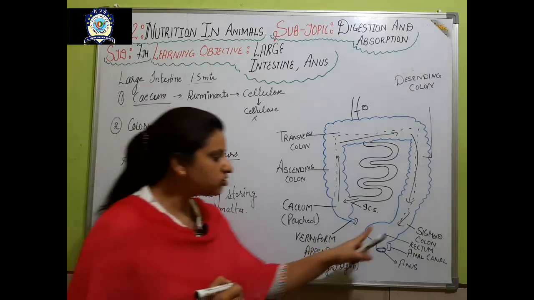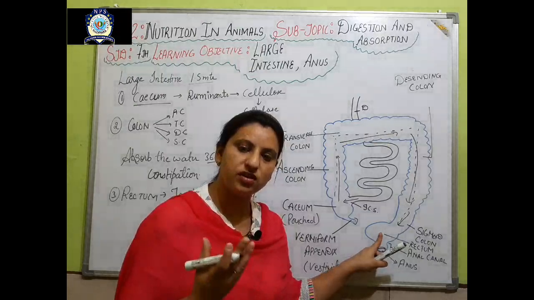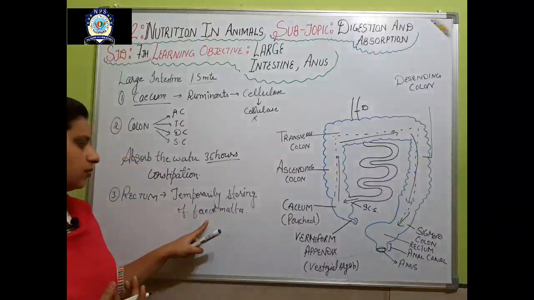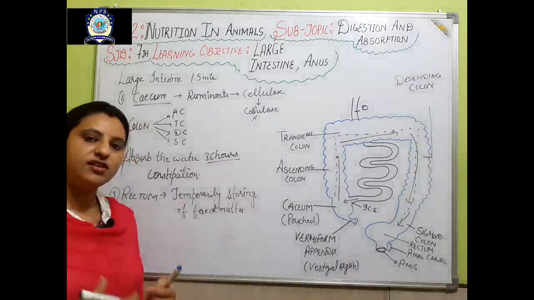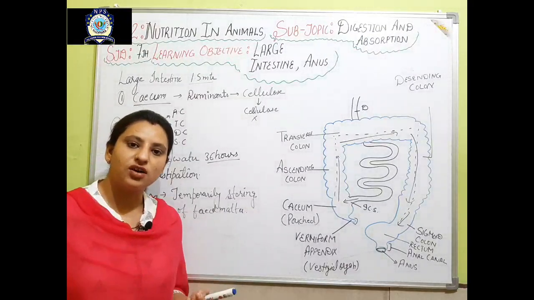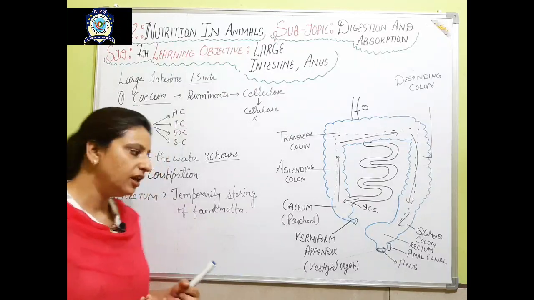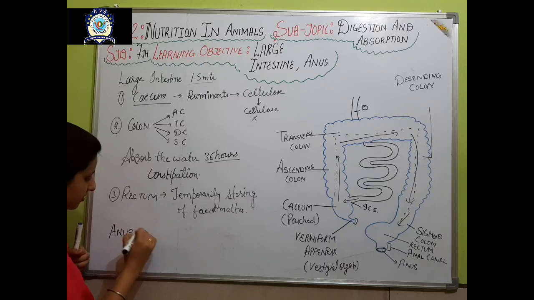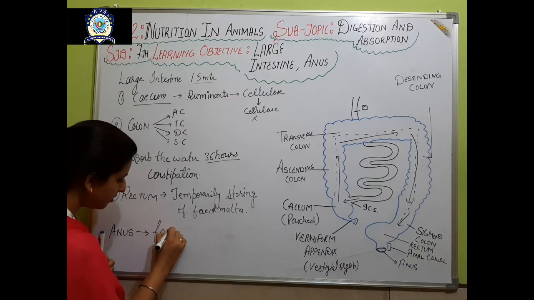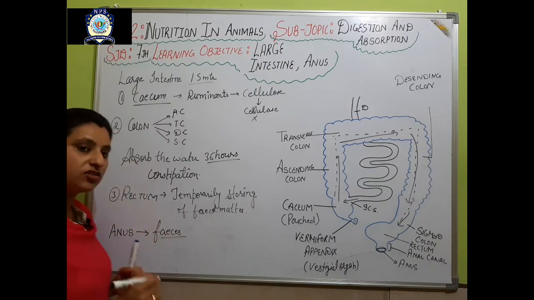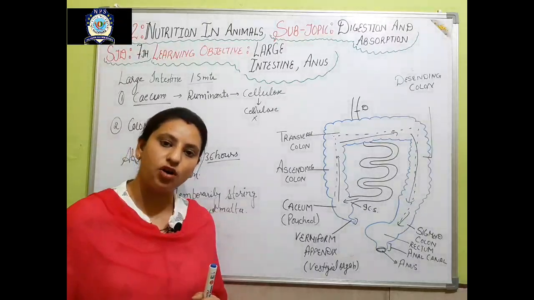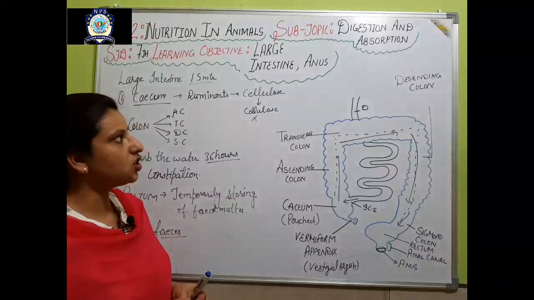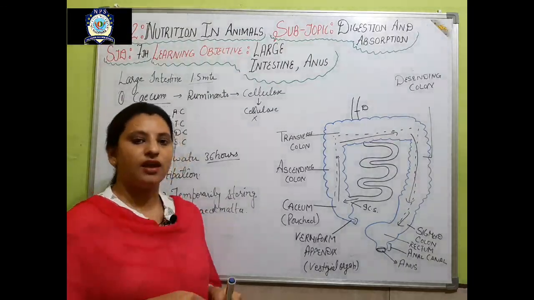Okay, so the almost undigested food which was converted into feces, that fecal matter is stored in the rectum for some time, and when there is an urge that we want to pass this fecal matter out of our body, then with the help of the last part of the alimentary canal, that is the anus, the feces or the undigested food comes out from our body in the form of feces. So this is all about the function of the large intestine and the anus.